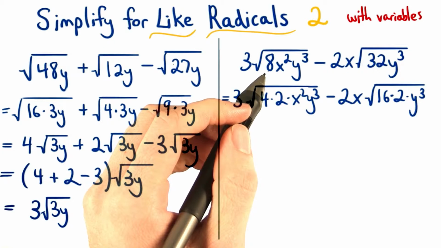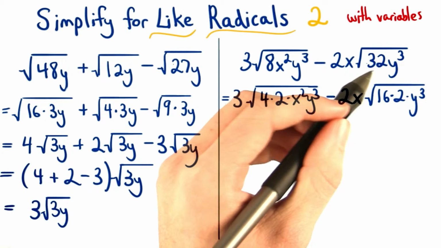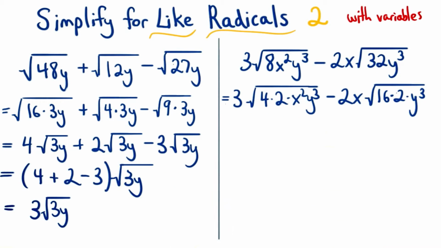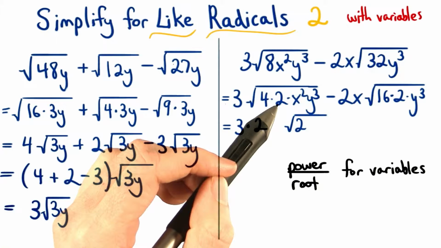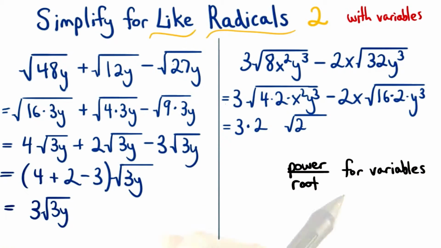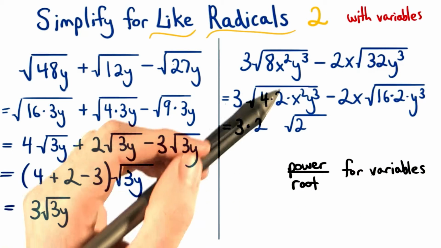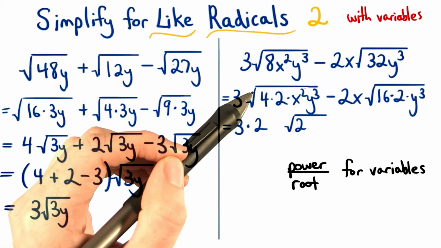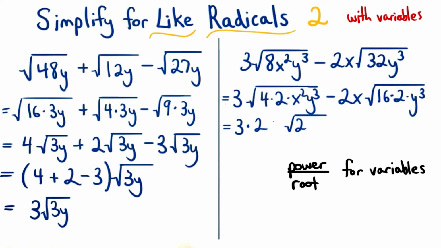For the second problem, we start by splitting up 8 into 4 times 2, and we split up 32 into 16 times 2. For our numbers, we take the square root of 4, which equals 2, and this 2 stays inside of our square root since it doesn't appear twice as a factor. For the variables, we want to remember power divided by root. We take the power of 2 and divide it by 2 to get 1. This means x to the 1 appears outside of our radical.